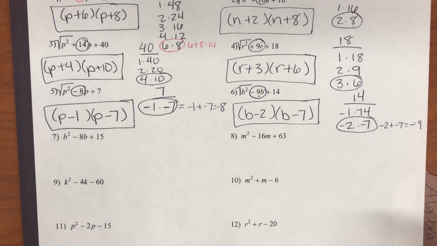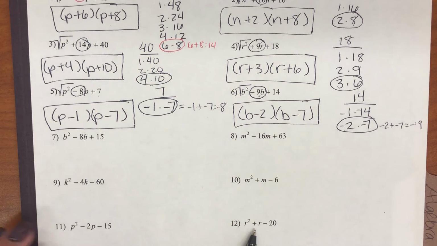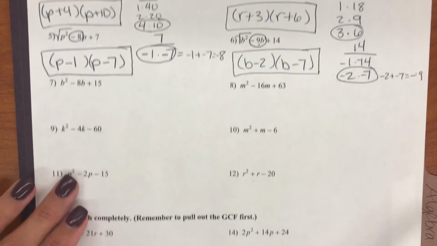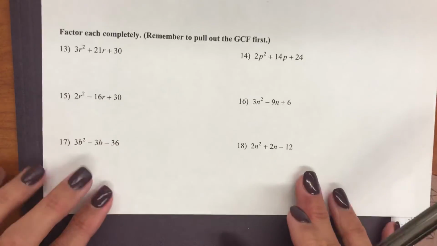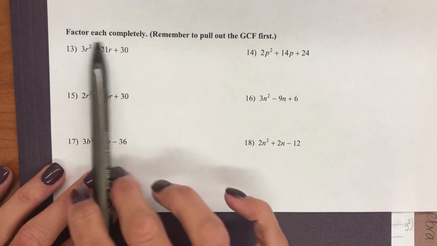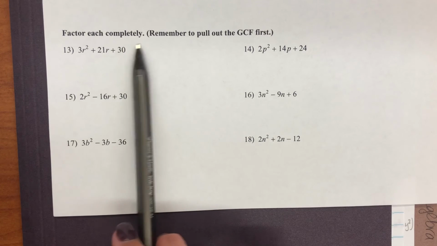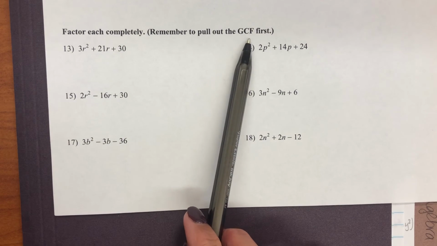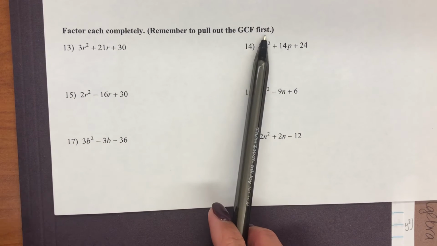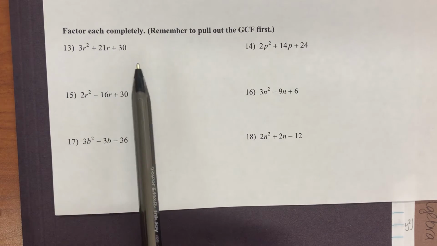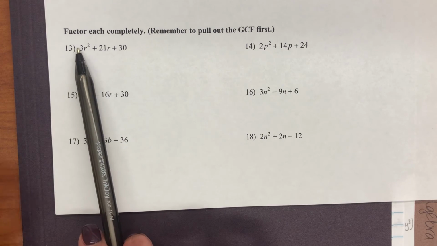Okay, so I'm going to have you finish up 7 through 12 on your own. So that will be your homework, your OTI on your own. Let's go down to this bottom section here. So we're doing the same thing, except for now we have GCF. So remember to pull out the GCF first. So let's look at 13 here.